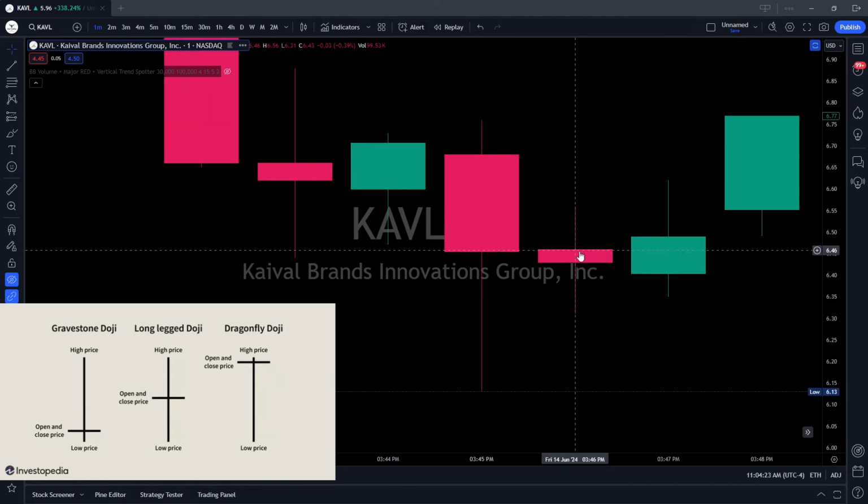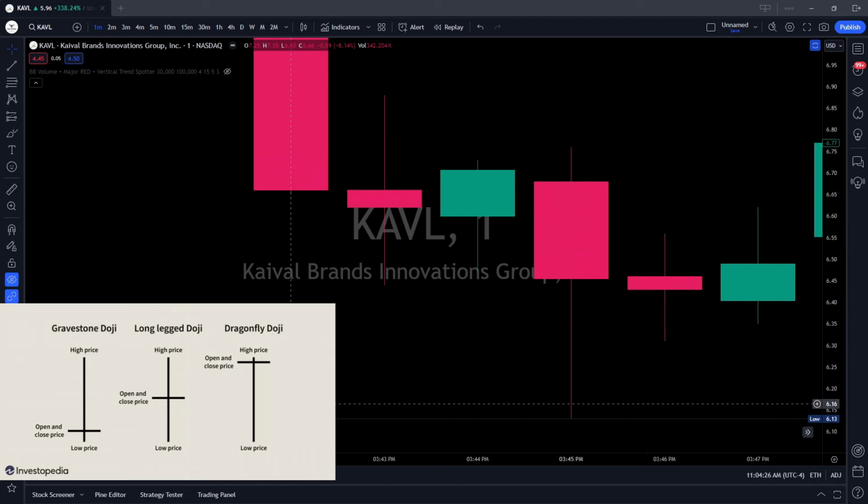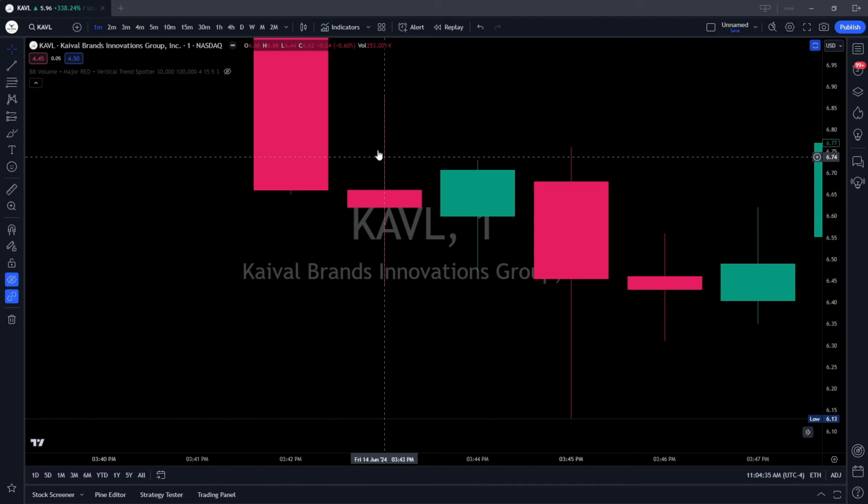This red bar that we're looking at right here is an indecision candle. This could be considered a doji as well. A doji is basically a candle. Same with this one here. These are candles where the market is not really sure which way it's going to go. These are not very strong decision type of candles.